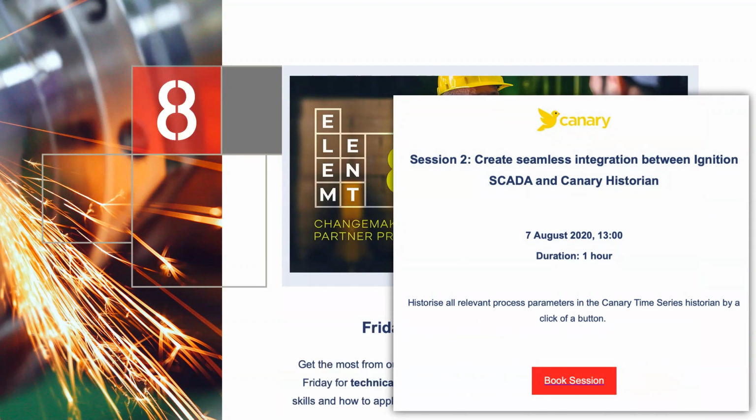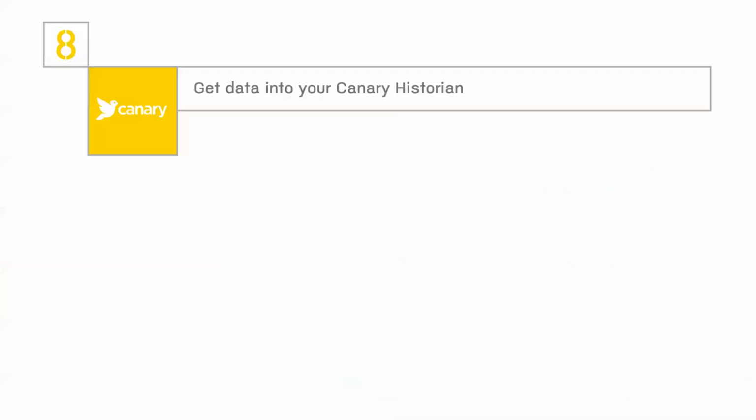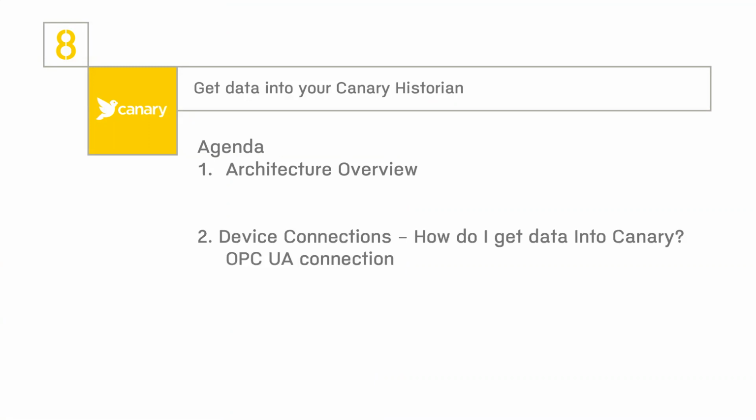Before we do that, I just quickly want to go over a little bit of an agenda and a little bit of architecture of what we're going to see and how we can get data into Canary itself. We'll have a brief overview of the architecture of Canary, and how you would deploy that in a manufacturing environment. After that, we will go into a deeper dive into the different ways we can get data connectivity into my Canary historian.